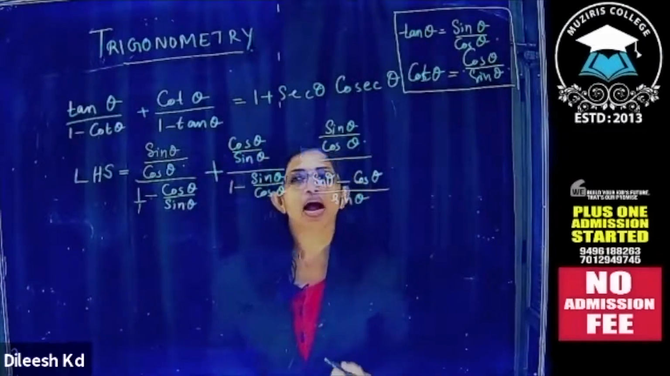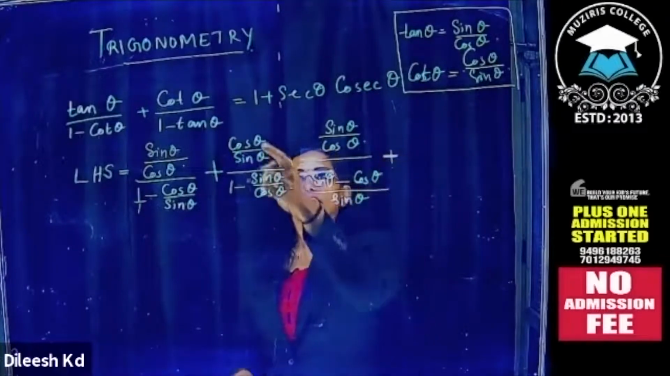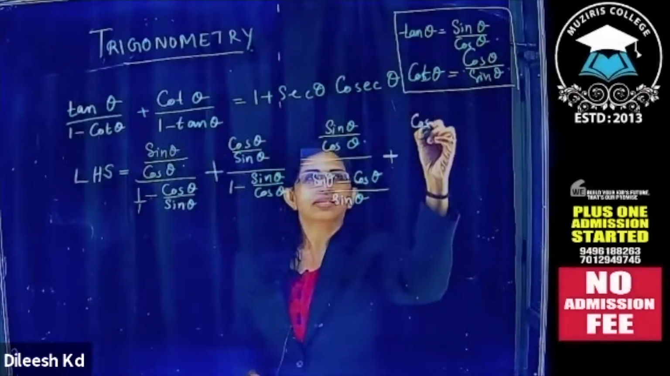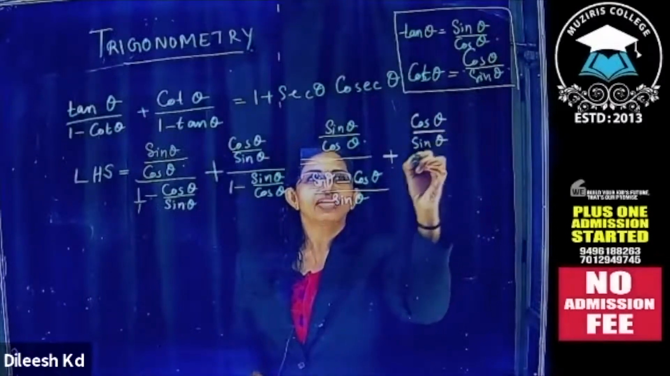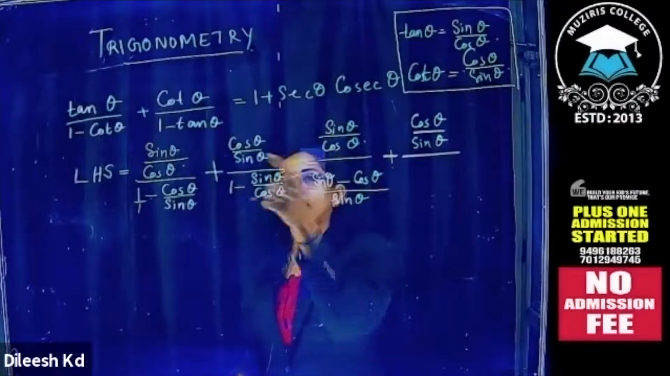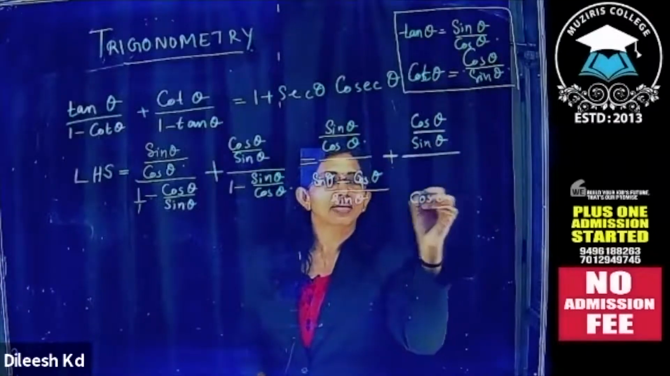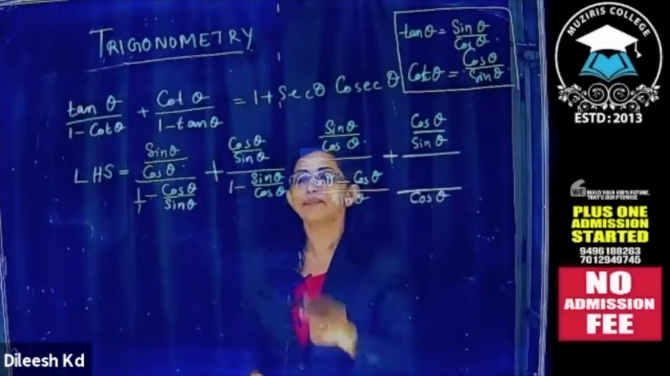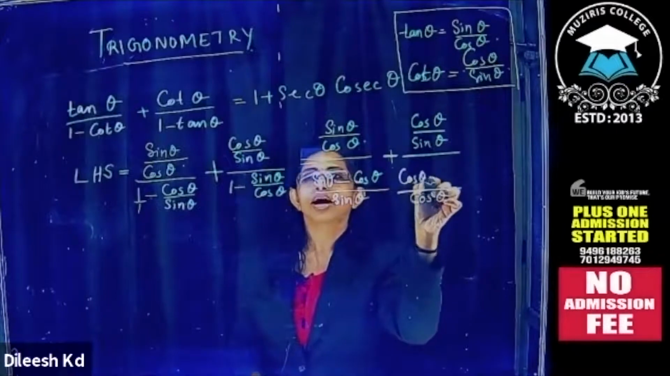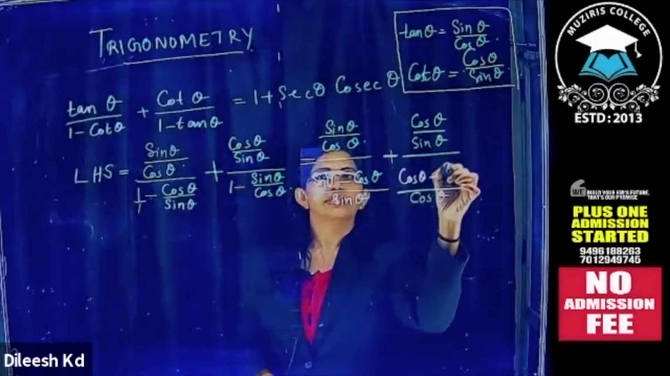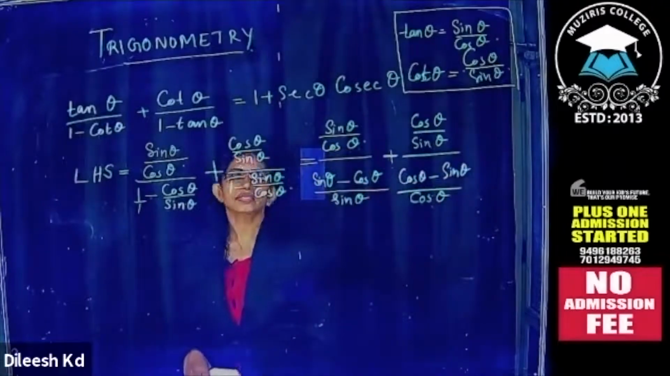Students? Yeah, okay, good. Then plus. Then here the numerator I am writing as it is. And what about the denominator? Like the previous case, here we can write it as cos theta. We can take cos theta as the LCM. And what is the numerator? It is cos theta minus sin theta. Okay, cos theta minus sin theta.